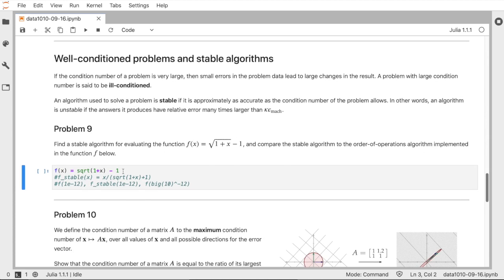So here's a really common and simple example of this. If you want to compute the function square root of 1 plus x minus 1, typically the way you do that is add 1, then square root, then subtract 1. That's what the expression tells you to do. And it turns out this is an unstable algorithm for computing this quantity. So we define our function square root of 1 plus x minus 1, and this is actually defining a function and an algorithm for computing the function. We can define a function that's mathematically equivalent by rationalizing the numerator.